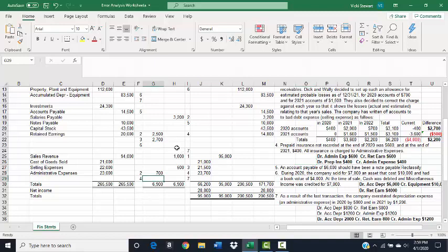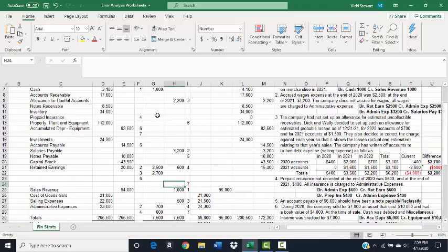So to correct 2020, we would debit administrative expense for $600 and we would credit retained earnings for $600. To correct it for 2021, we're going to debit our prepaid insurance for $400 and we're going to come down here and credit the administrative expense for $400. And that will correct the prepaid insurance.